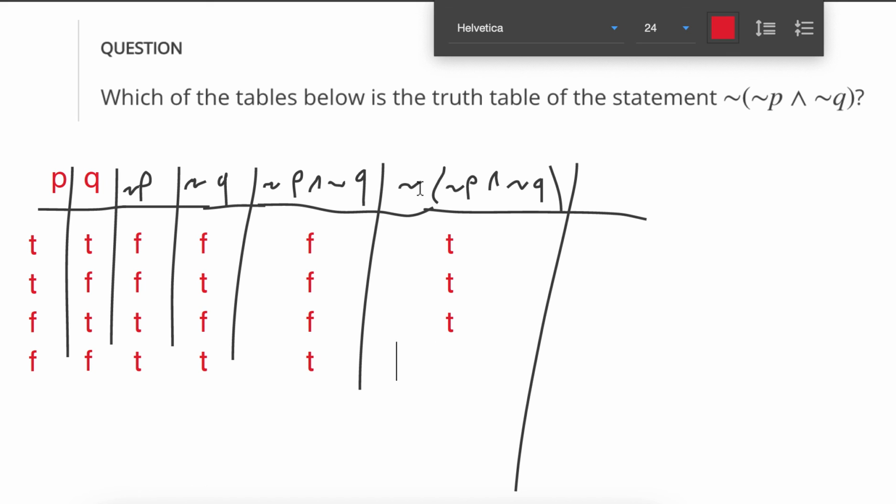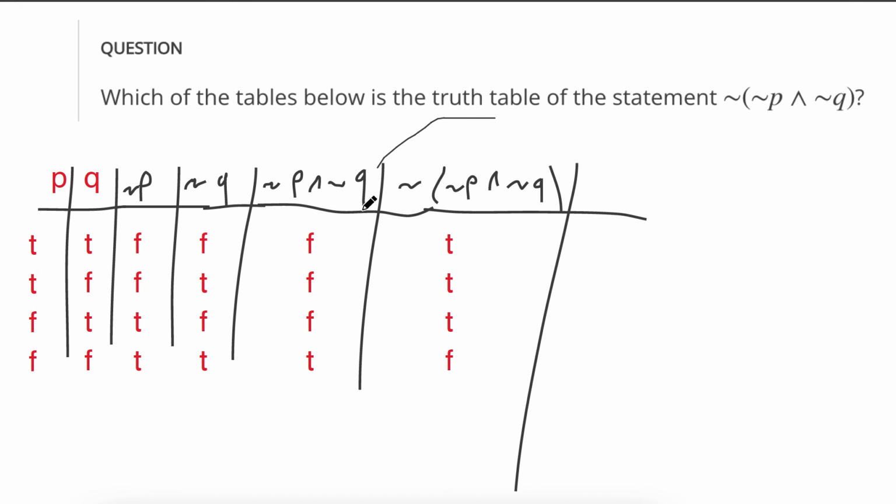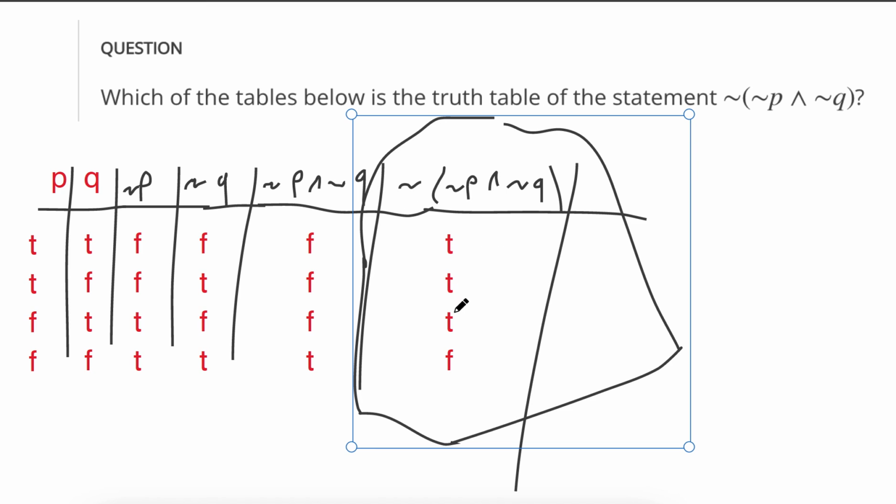So the truth table you want to choose in Newton, you probably just want to focus on this part right here, because I think that will be the correct answer. I think they abbreviate it, but that column needs to be there.